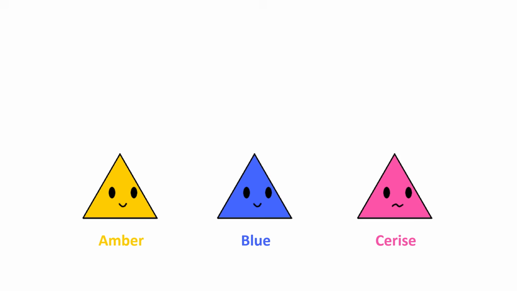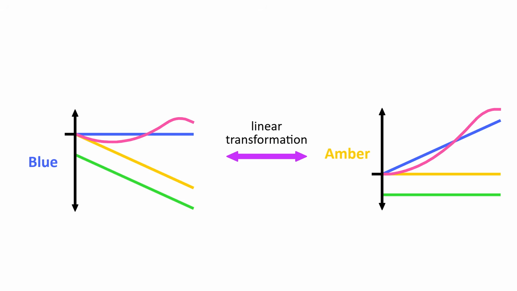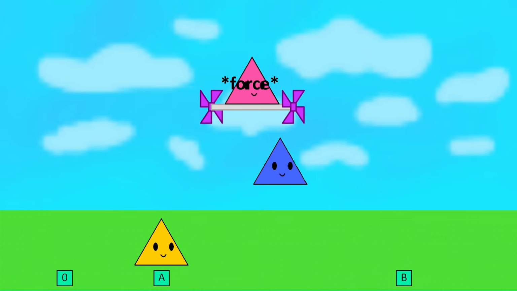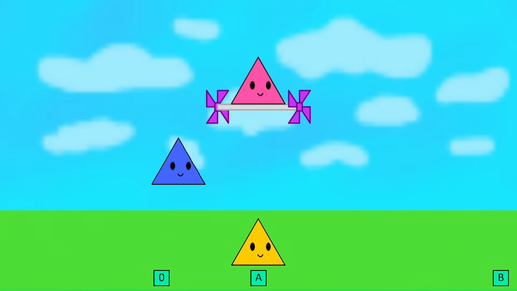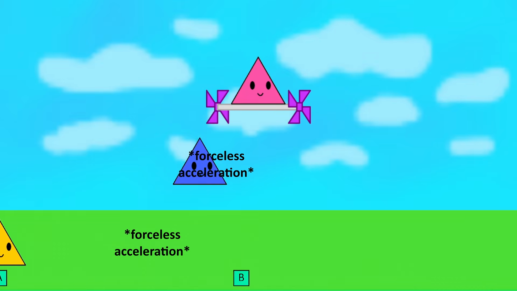In the example, Cerise accelerates and therefore is not an inertial reference frame, but Blue and Amber both are. This means we can convert between them with a linear transformation, and in classical physics, this is known as the Galilean transform. By the way, the reason we know Cerise is the accelerating one is because they're the one experiencing a net force slowing them down, which is correctly shown in Blue and Amber's reference frames, but in Cerise's own reference frame, everyone else is accelerating despite no force.